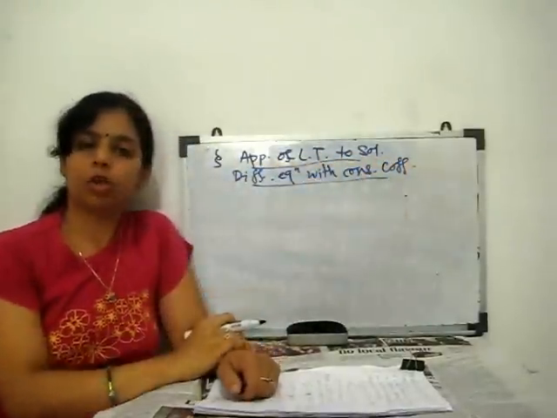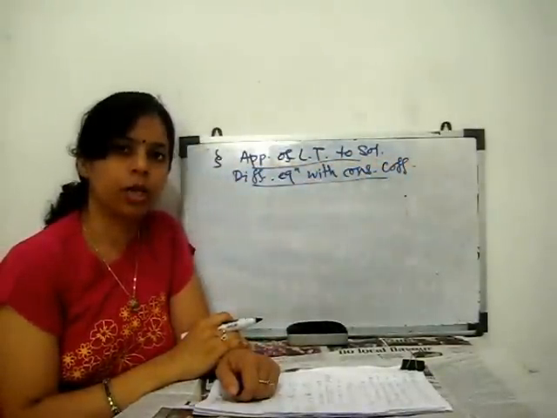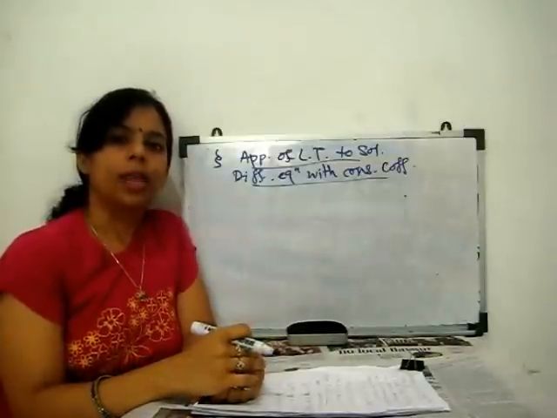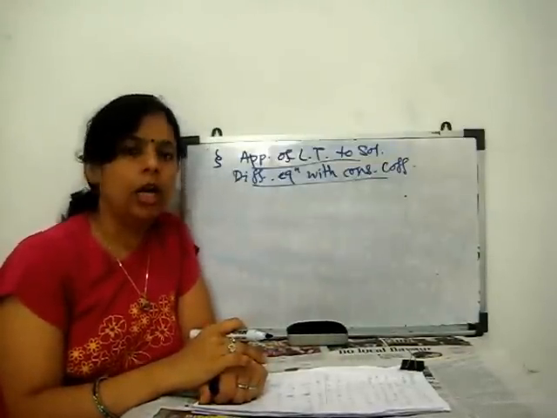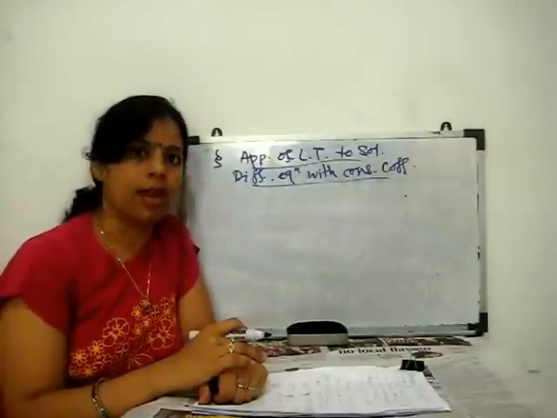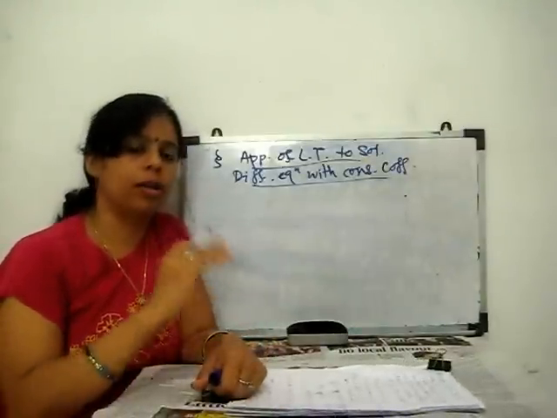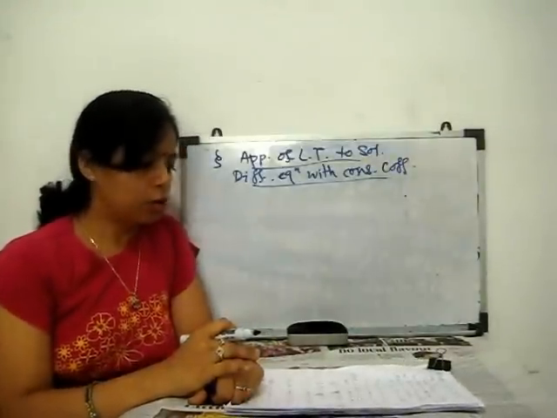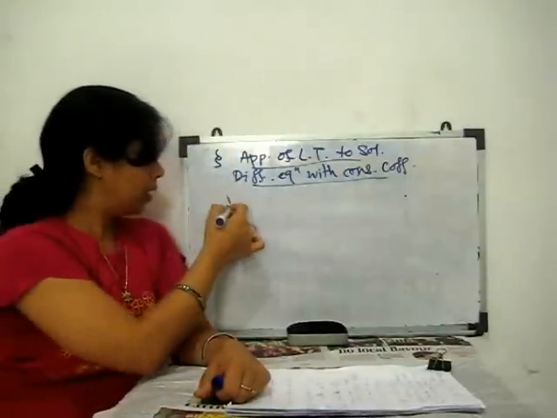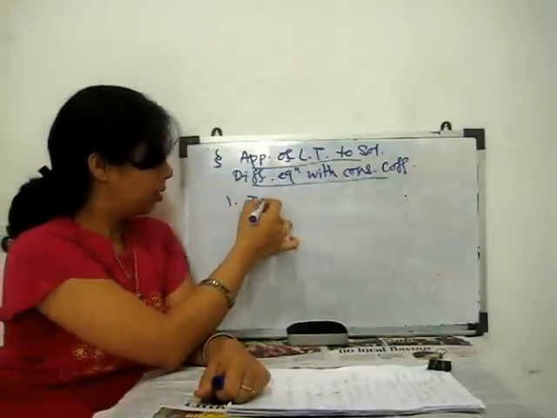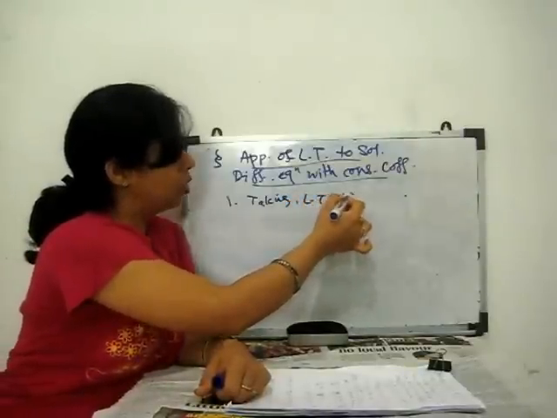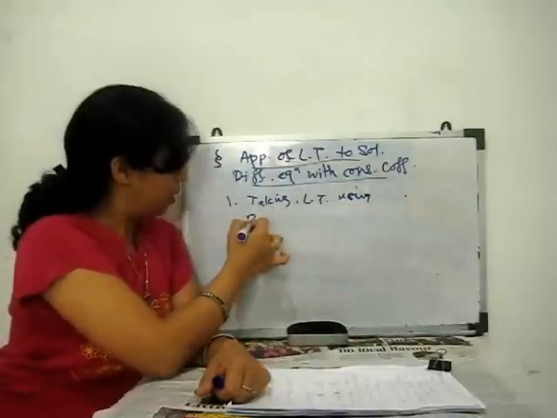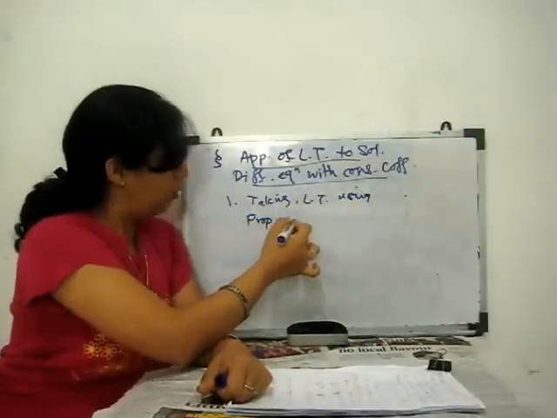So when we solve these types of differential equation, two things are compulsory: in that differential equation they always give the initial values, the boundary conditions are always given. So what are the steps? First step, taking Laplace transform using property of derivative.